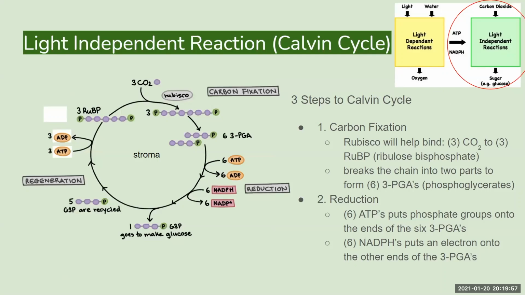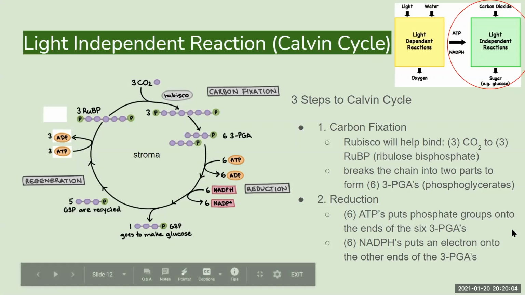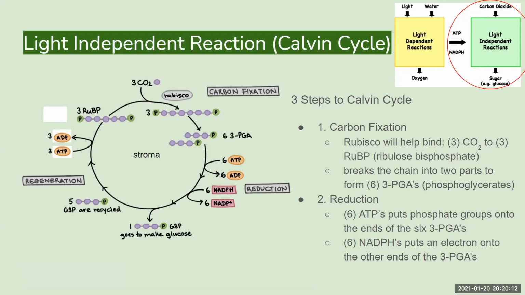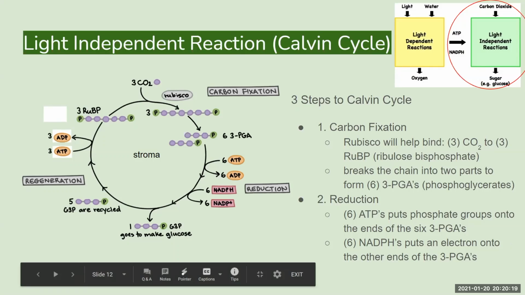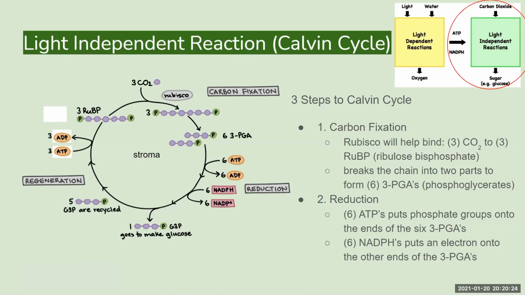These also may look a little bit daunting, but don't worry, we'll go ahead and explain it. There are three main steps to the Calvin cycle, which is what the light-independent reaction consists of. The first step here is called carbon fixation, and we can see here that Rubisco will help bind 3 carbon dioxide molecules to 3 RuBP molecules, or ribulose bisphosphate. This breaks the long chain into 2 parts to form 6 3-PGAs, or phosphoglycerates.